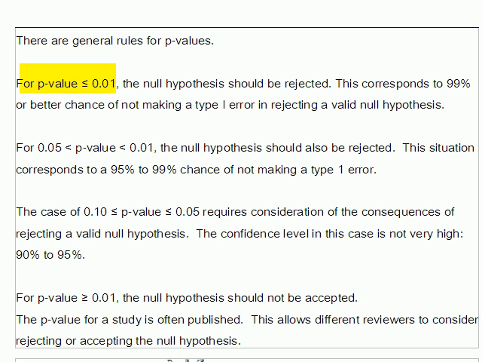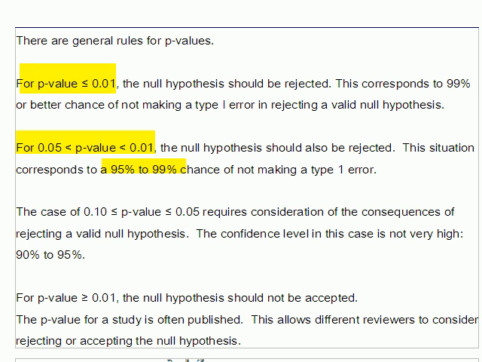Okay, so this is a 99% or greater confidence of not making a type 1 error in rejecting the null hypothesis. If p lies between 0.05 and 0.01, this sort of corresponds to the region of 95 to 99% chance of not making a type 1 error, and usually the null hypothesis is also rejected.